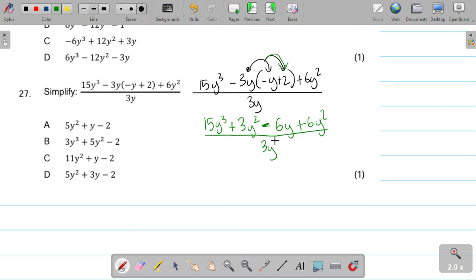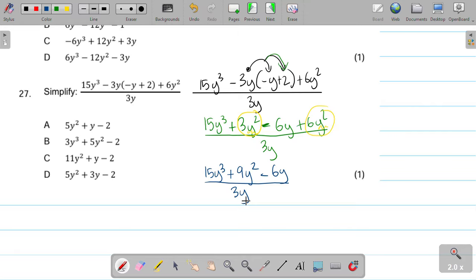Now what I want to do is I actually want to do any like terms that I have. And I do have like terms. So let's do that together. Let me firstly show you where the like terms are. It's over here, the y, because there's a y squared and there's a y squared. So we can simplify that together. So we'll have the 15y cubed, and then the 3 plus the 6 is 9, so it's going to be plus 9y squared minus 6y all over 3y.